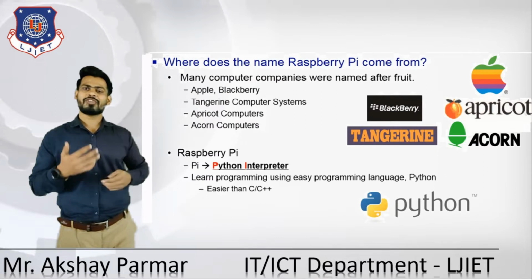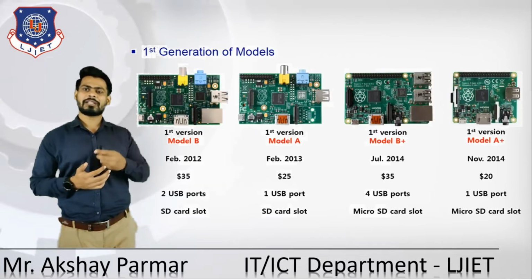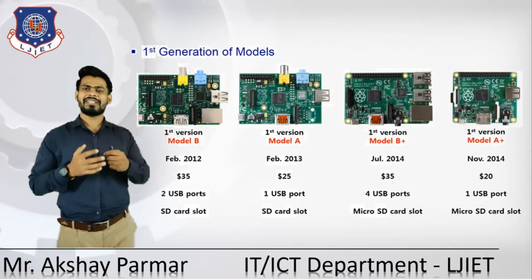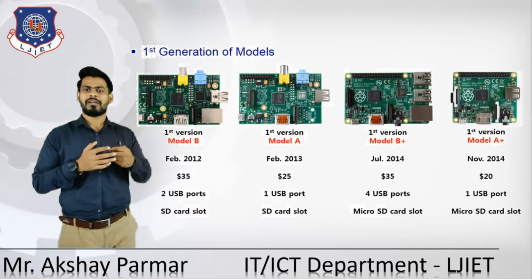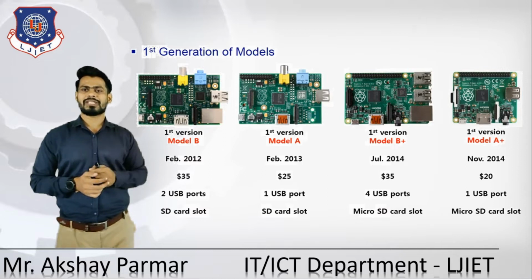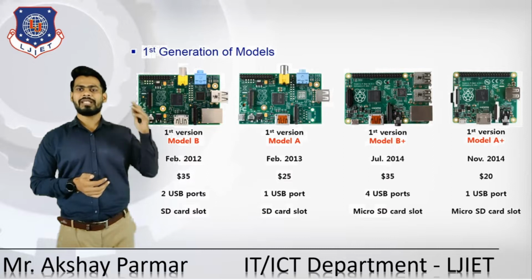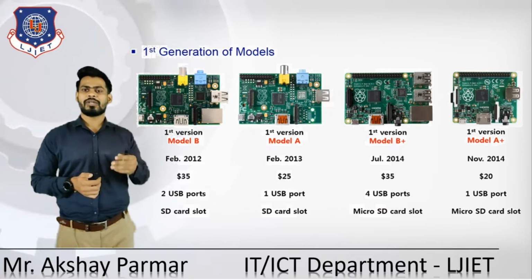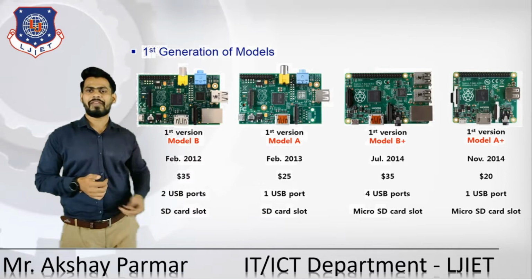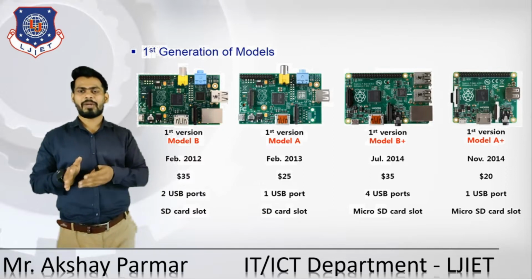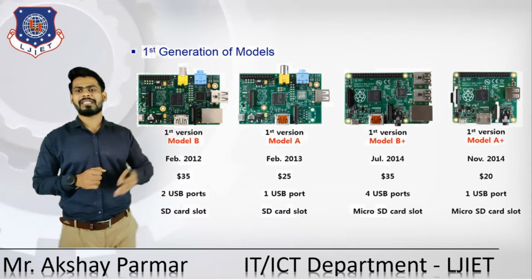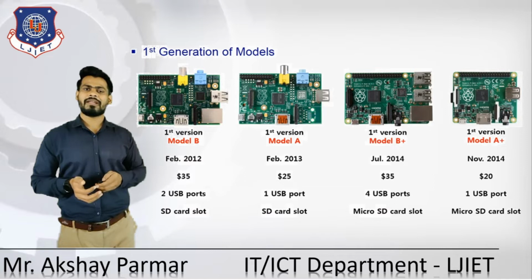So let's see the evolution of the Raspberry Pi. Many generations have passed from the initial days. In February 2012 its first version, the model B, was introduced, in the first generation models. After that came model A, model B plus, and model A plus. From February 2012 to November 2014, it evolved from the basic model B to model A plus.